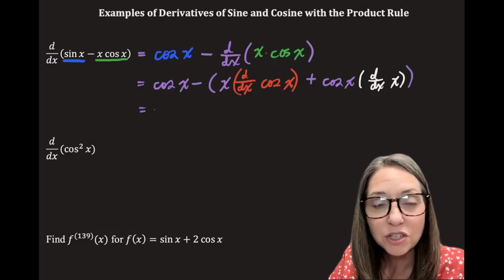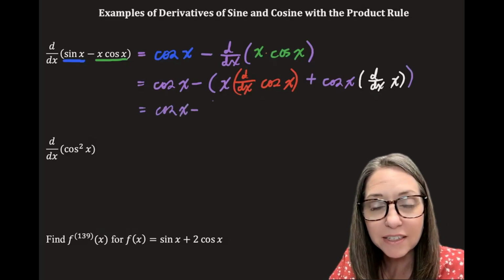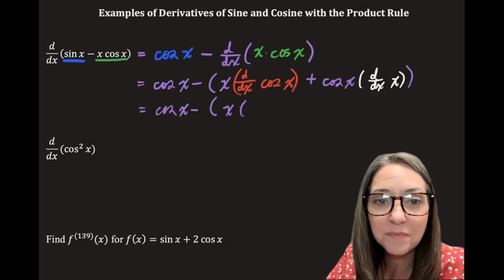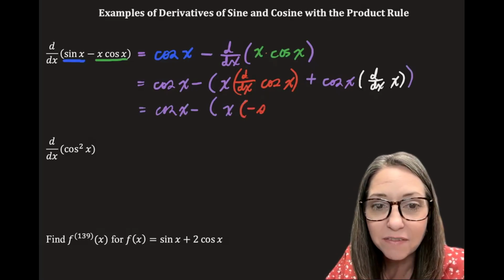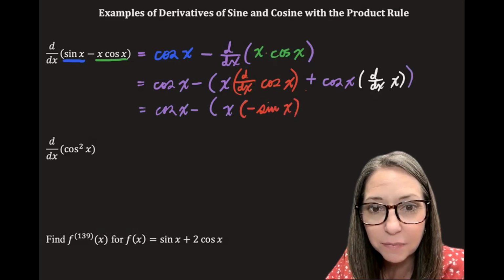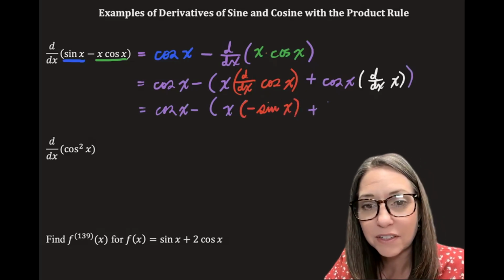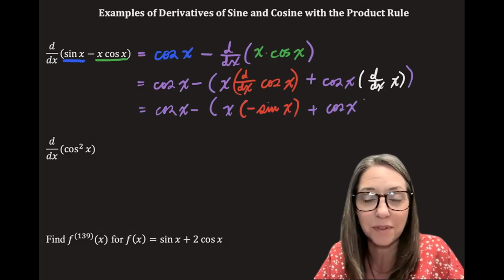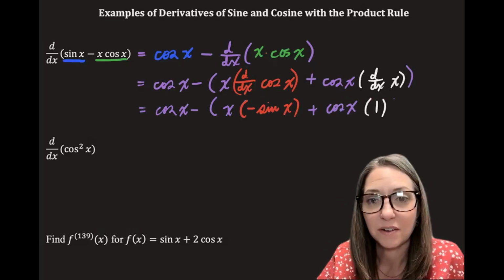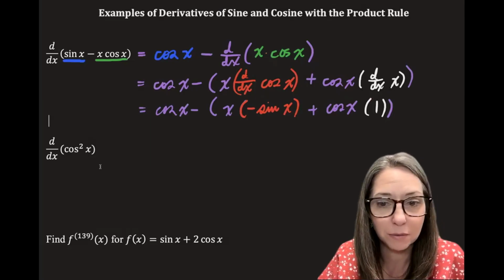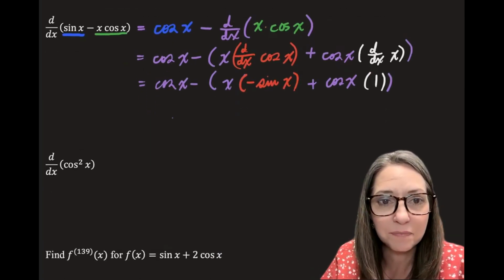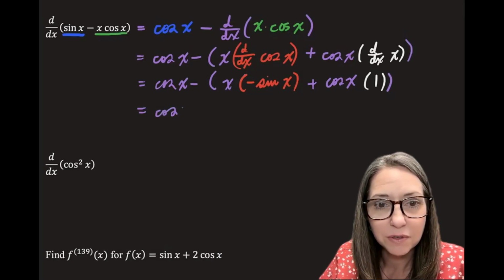So we get cosine of x minus parentheses x times the derivative of cosine x. Well, the derivative of cosine x is negative of the sine of x plus cosine of x times, well, the derivative of x is just the slope of that line, which is 1. Okay, and we can clean that up a little. Here, we'll make a little bit more room. Okay, so we have cosine x.